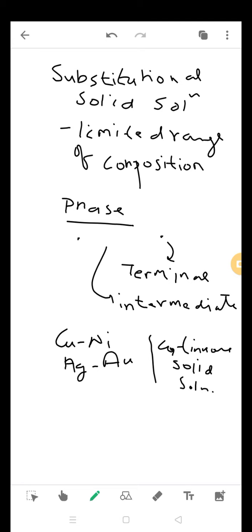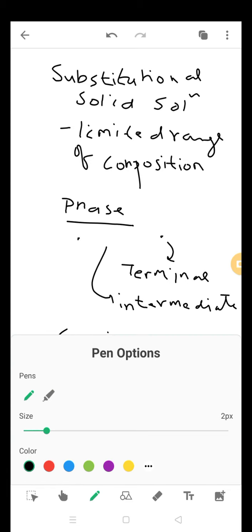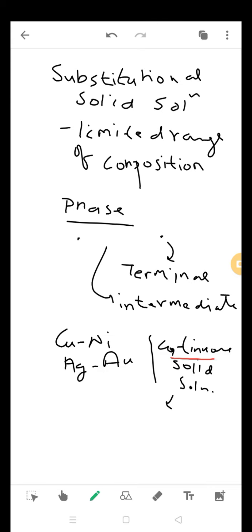Now, for a system to show a continuous solid solution, what we mean by continuous solid solution is that there is no change in structure. So what continuous means: no change in structure.